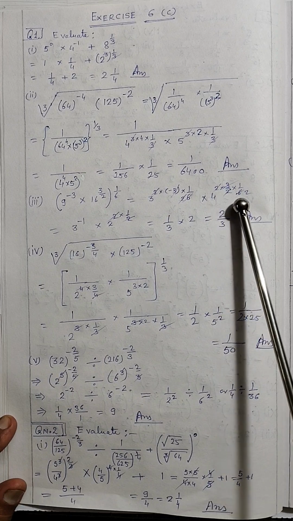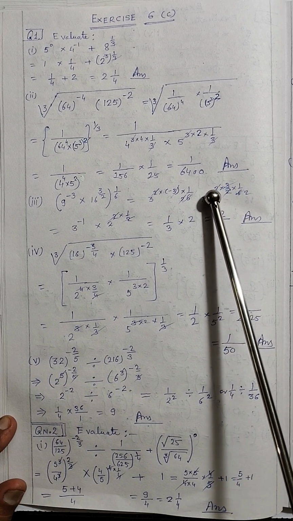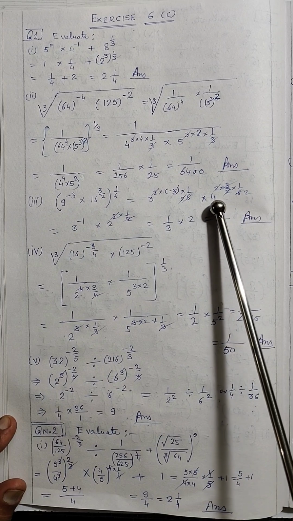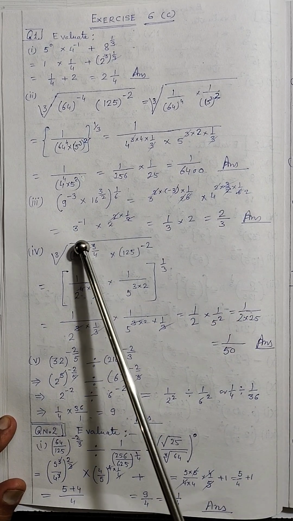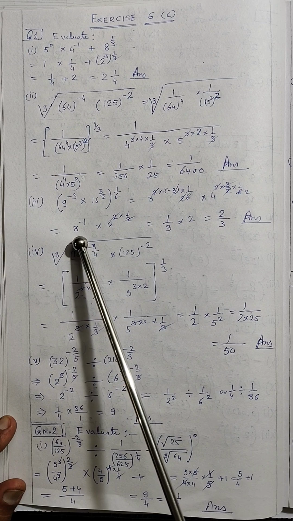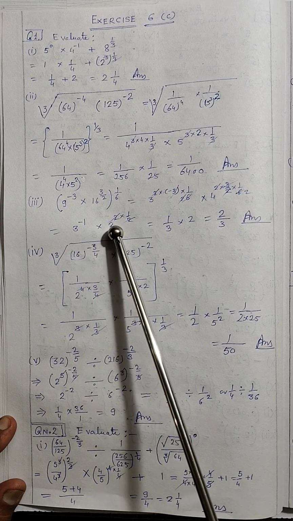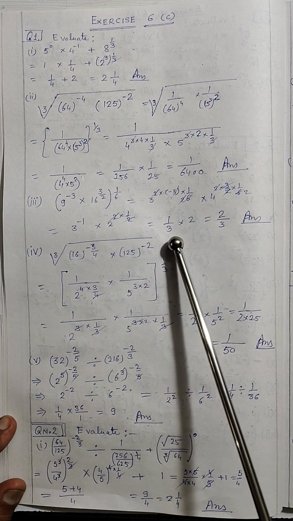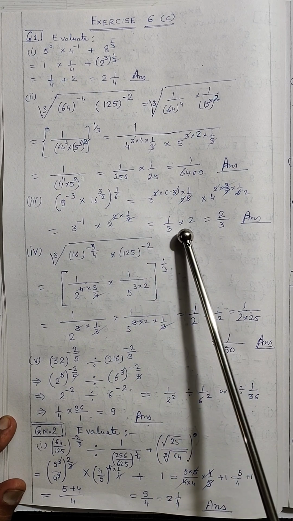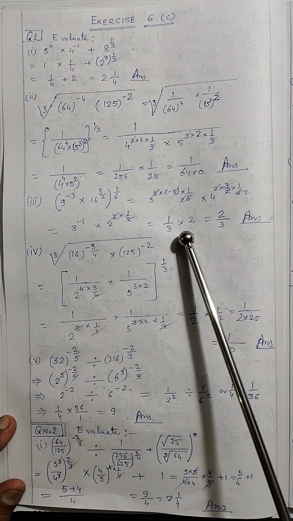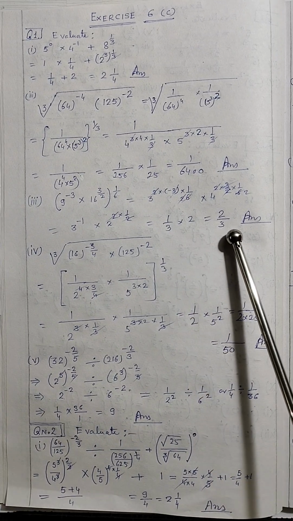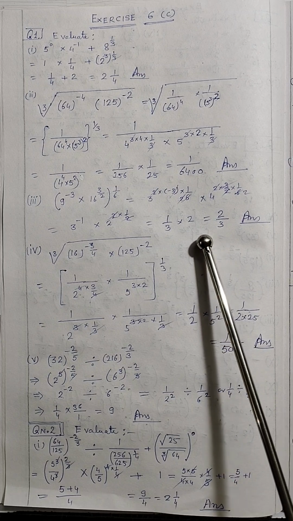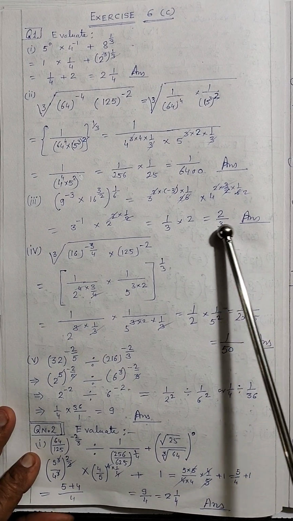Here you see the 3 to the 6 and 2 will be cancelled. We will have the 4 raised to power 1 by 2. So finally 3 raised to power minus 1 into 2 raised to power 2 into 1 by 2, it will be equal to 1 by 3 into 2. That will be equal to 2 by 3. This will be the answer of the third part.